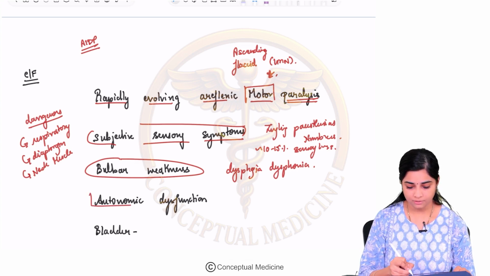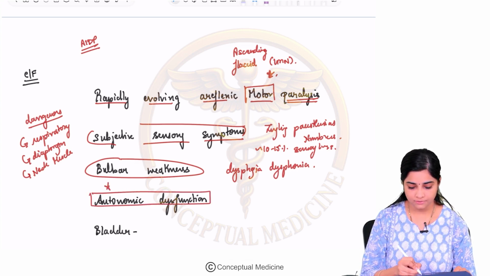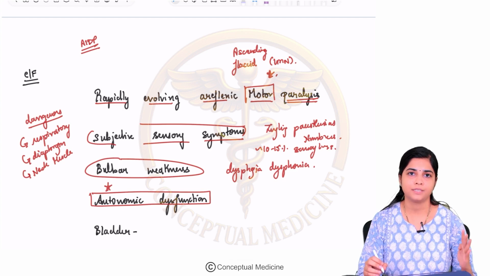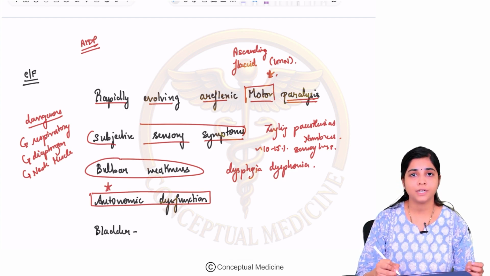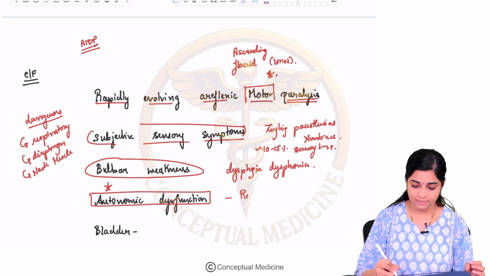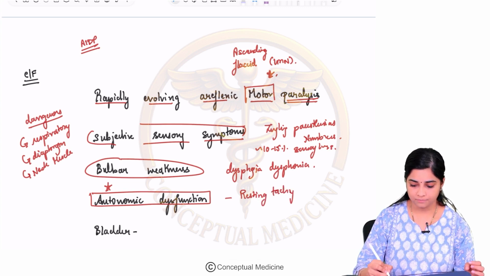A very, very important thing that we should watch out for in your GB syndrome is the presence of autonomic dysfunction. Autonomic dysfunction is a very, very important characteristic of GB syndrome, where there can be severe autonomic dysfunction which can lead to even death. Okay, so how do you identify autonomic dysfunction in GB syndrome? It is characterized by resting tachycardia. You can have resting tachycardia.